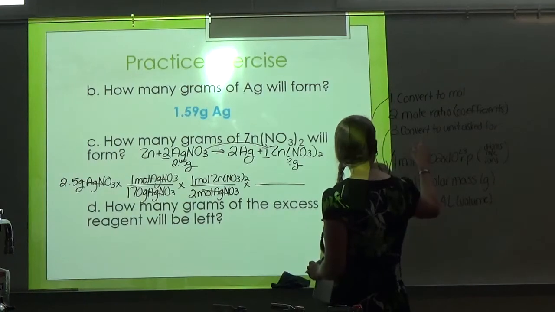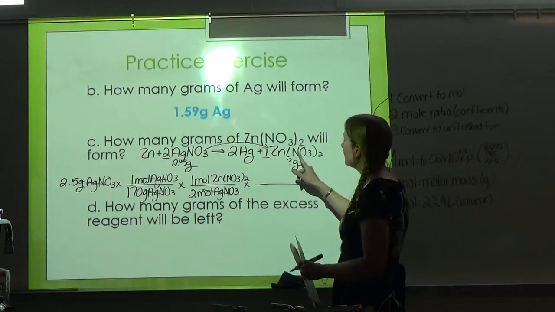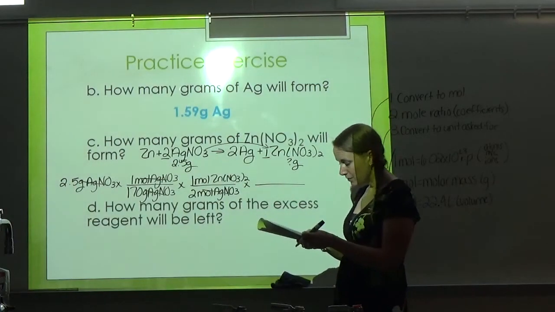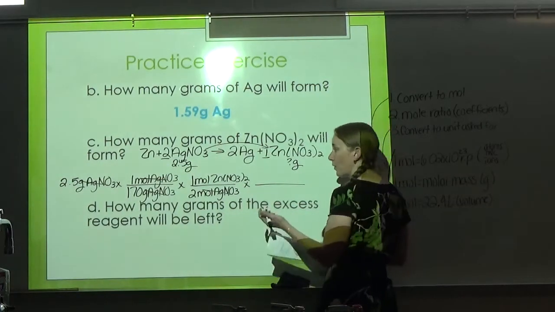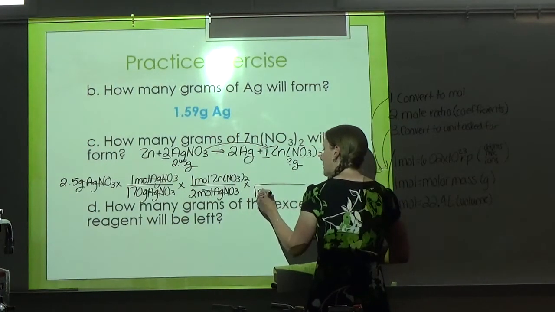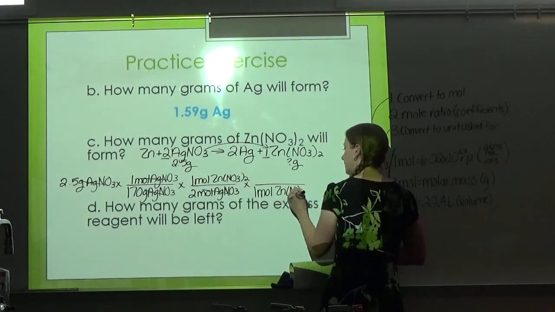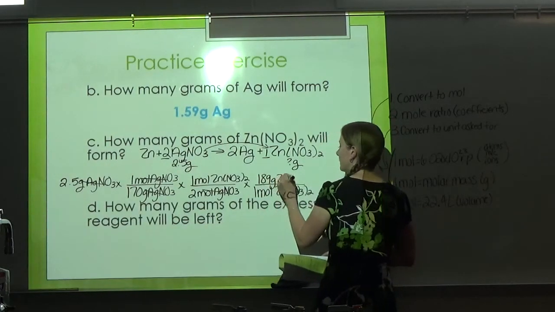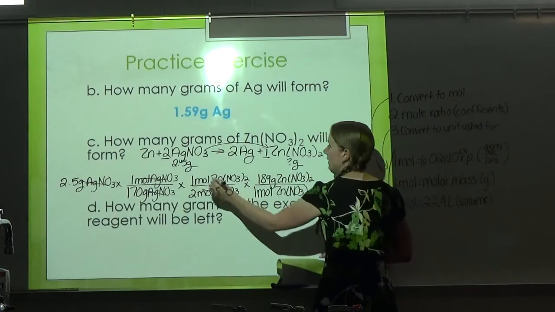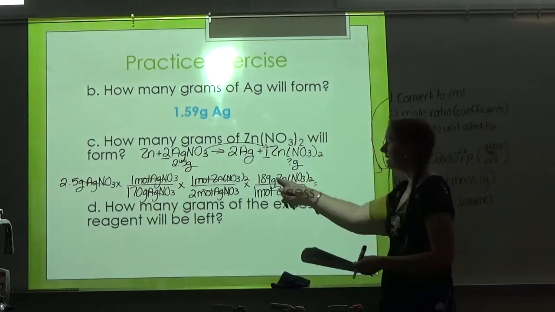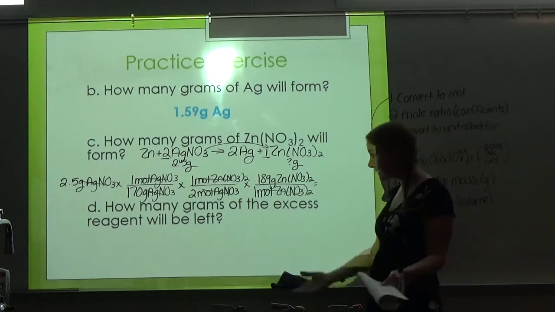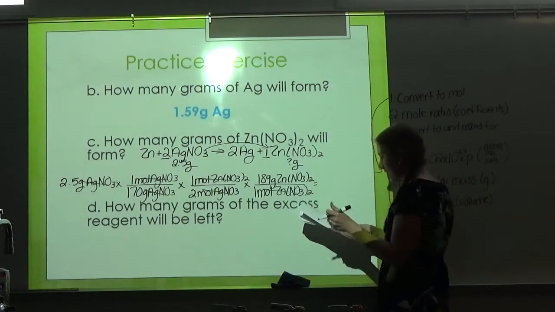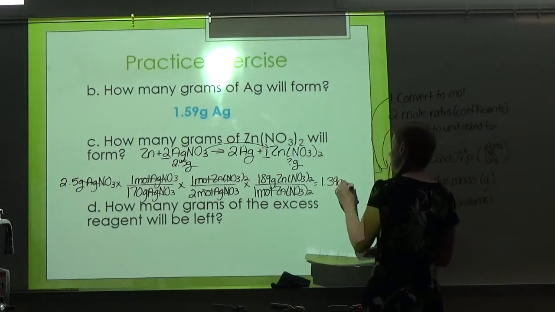So I got to convert to unit asked for, which is grams of zinc nitrate. So when you add up zinc nitrate on the periodic table, you get about 189 grams per mole. So since I have mole on top, I'll put my 1 mole on bottom, and I'll put my 189 grams on top. So my moles cancel. I've gotten to grams of zinc nitrate, which is what it has asked for. All right, so I multiply the top, divide by the bottom, and so when I did that, I got 1.39 grams of zinc nitrate.